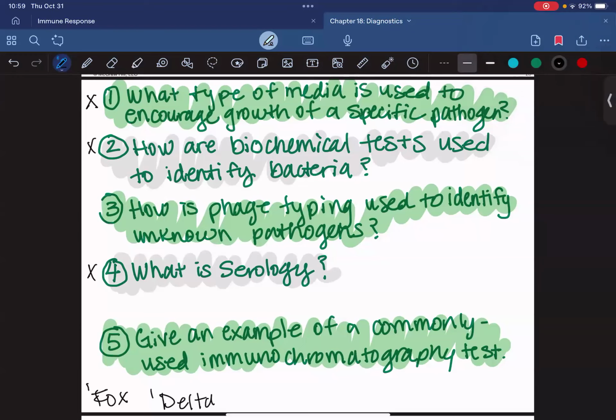For biochemical tests, we identify our bacteria based on our color changes. We can also answer this in a different way, basically looking at it as our phenotypic tests. Both of those are acceptable answers, as long as you understand that looking at those color-based changes are going to be the phenotypic ones.